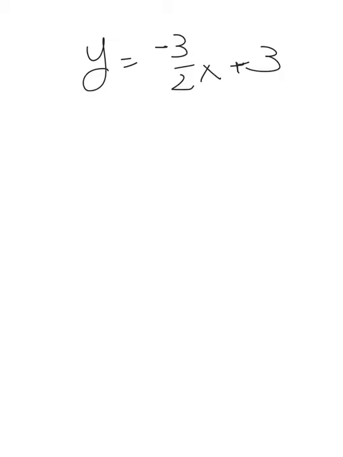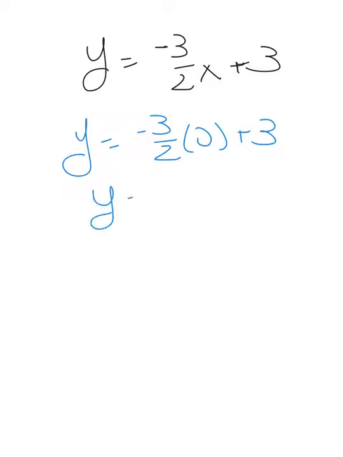Letter B says y equals negative 3/2x plus 3. To find the y-intercept, I'm going to plug in 0 for x. So y equals negative 3/2 times 0 plus 3. 3/2 times 0 is 0, and 0 plus 3 is 3. So my y-intercept is 3, which would be the ordered pair 0, 3.